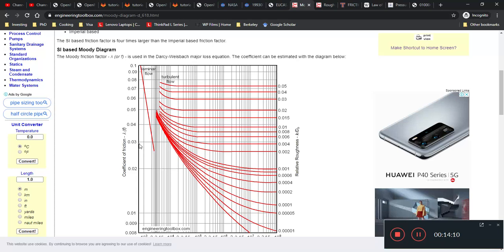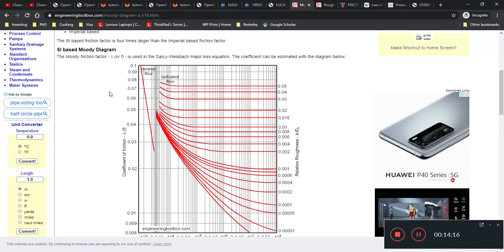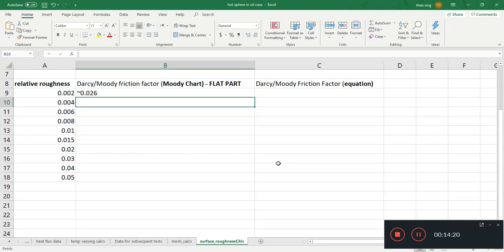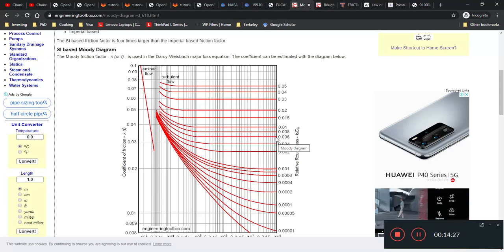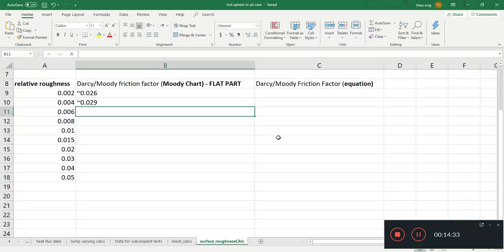Yeah, the coefficient is over here, 0.026. 0.026. Next one here is 0.029. Let's just give a rough guesstimate. I'm not going to be very accurate with it. 0.006, that is about 0.0032, I think. 0.03032.